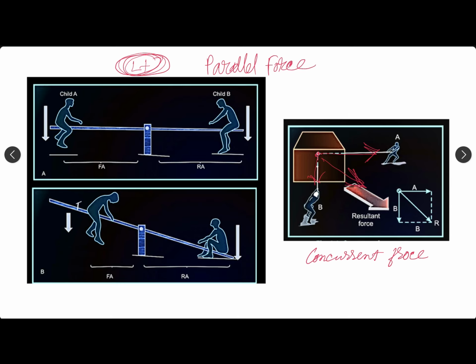The two equal magnitudes are acting in the same direction. The children are applying the two forces, and the fulcrum gives the counter force to maintain the seesaw in the neutral position. So, parallel force is equal magnitude.